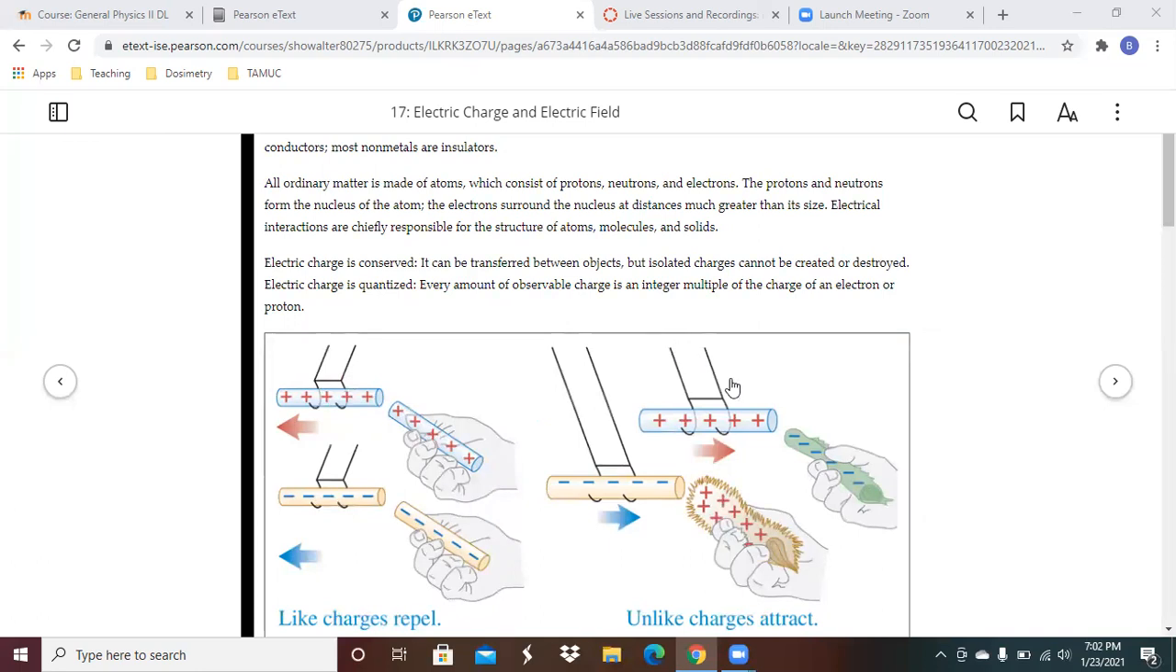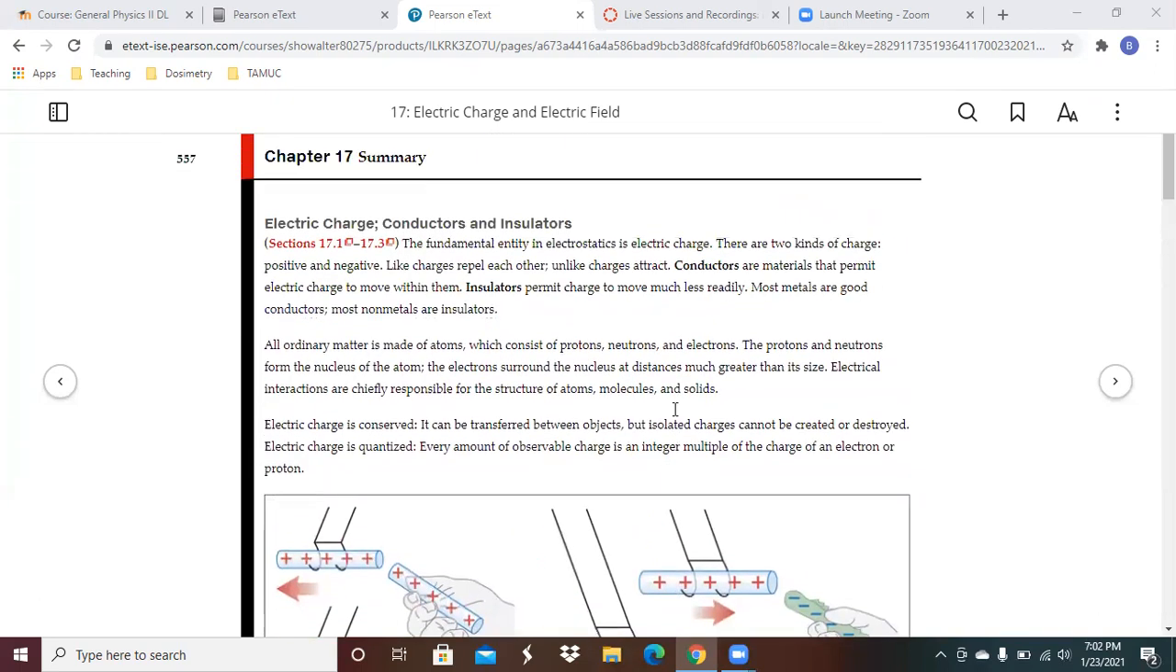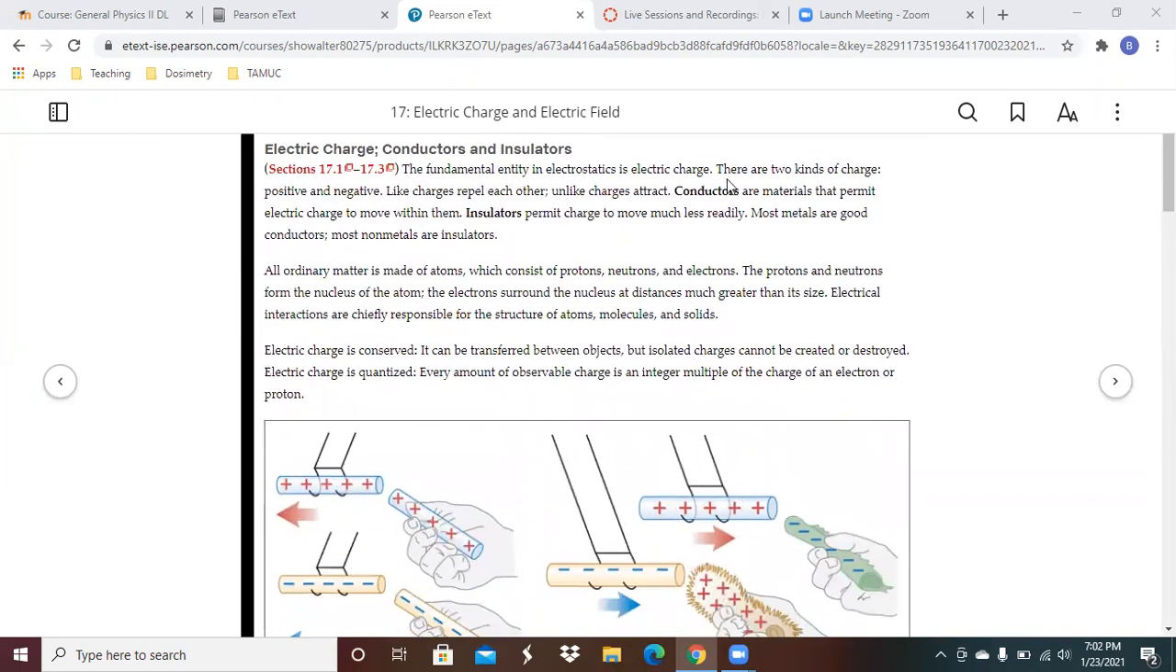If, however, you were to take objects that are oppositely charged, like a piece of fur or a piece of silk, and you've got rods here that have the opposite charge of what's being held on this, they're going to pull on each other. So like is going to repel like, and unlike charges are going to attract, opposites attract. That's how you can remember that.